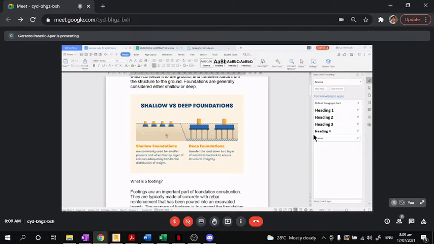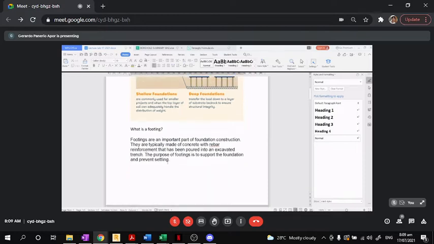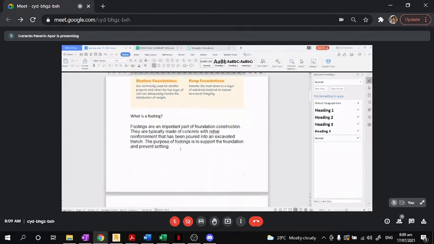Our topic is part of the shallow foundation. Now, footing belongs to shallow foundation. So, what is a footing? I took this from Wikipedia. Footings are an important part of foundation construction. They are typically made of concrete with rebar, meaning it's reinforced concrete that has been poured into an excavated trench. The purpose of footings is to support the foundation and prevent settling.